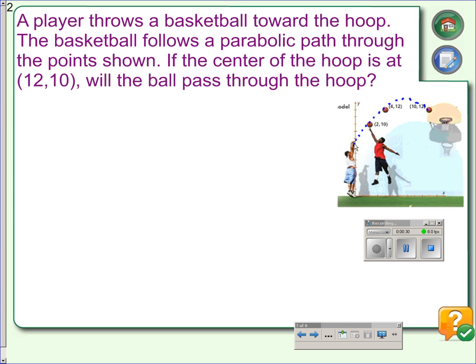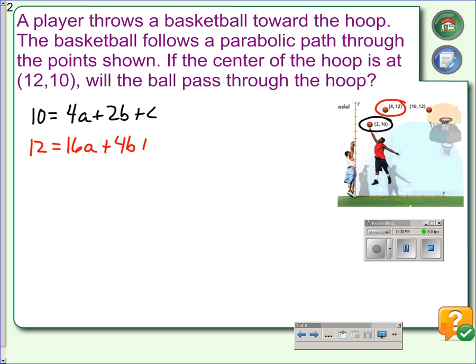So to begin with, we will take each of these points along the parabola and write an equation. Using the point (2, 10), we can say that 10 equals 2 squared is 4, so that's 4a plus 2b plus c. Then using the point (4, 12), we will write an equation. 12 equals 4 squared is 16, so 16a plus 4b plus c. And then using the point (10, 12), we have 12 equals 10 squared is 100, so 100a plus 10b plus c.